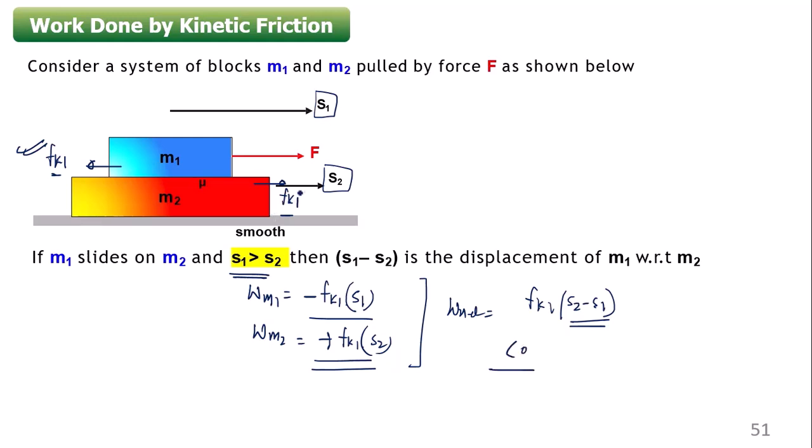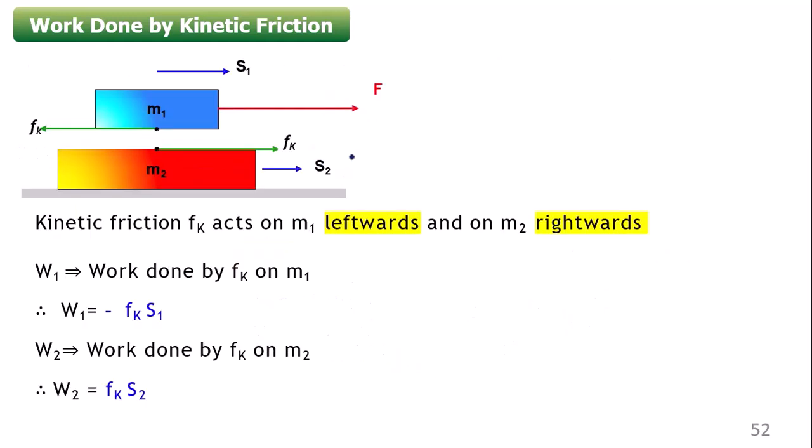So in this situation, what is happening? One work done is positive and the other is negative, but now they do not cancel each other, because the displacements S1 and S2 are not equal. Depending on the S1 and S2 values, on M1 friction is doing negative work, Fk into S1, and on M2 friction is doing positive work, Fk into S2, but these two values are not the same.